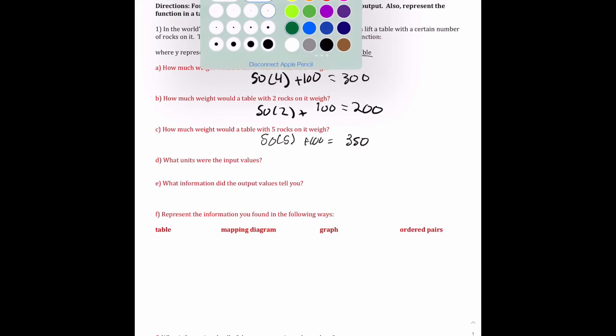Now here's the new question. What units were the input values? The input is the numbers we were putting into the equation. So we were plugging in 4, 2, and 5. And what were those numbers representing? Can't call on you because none of you are raising your hand. I can't see that. But I'm hoping you would say number of rocks.